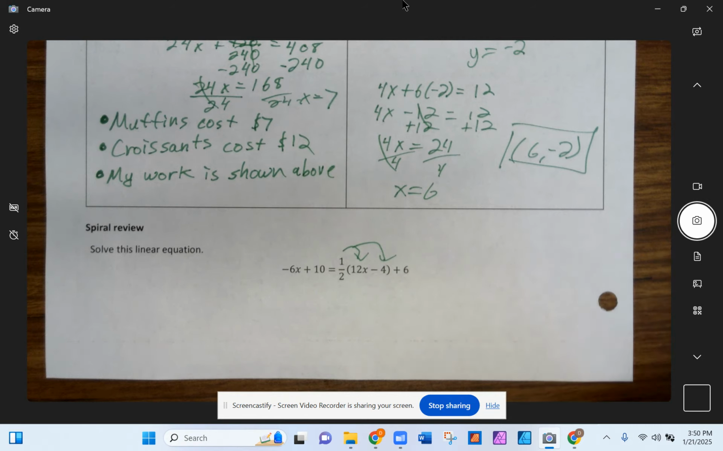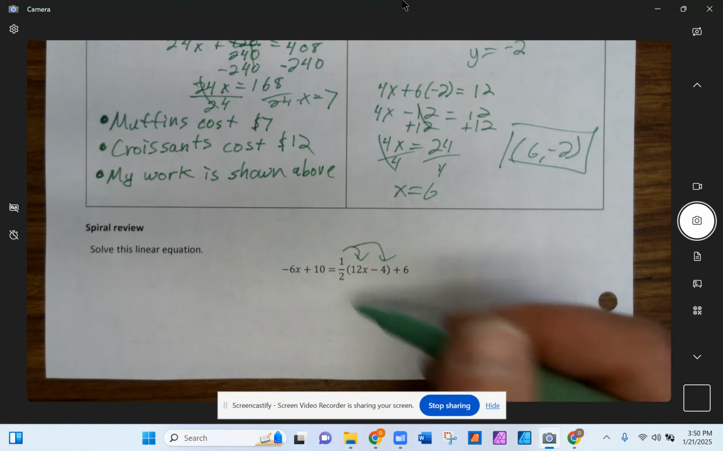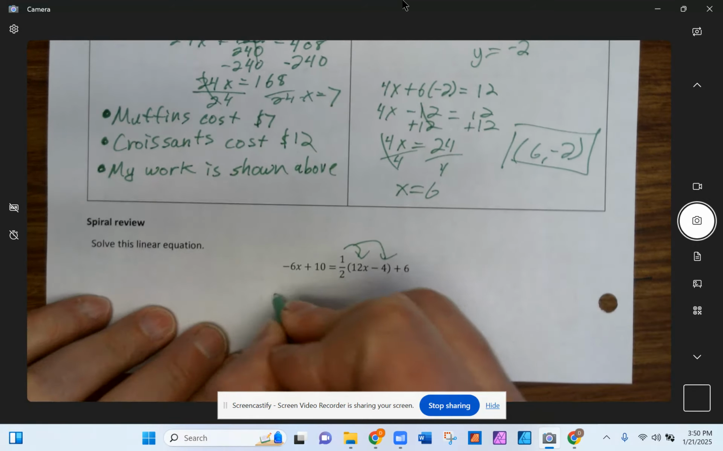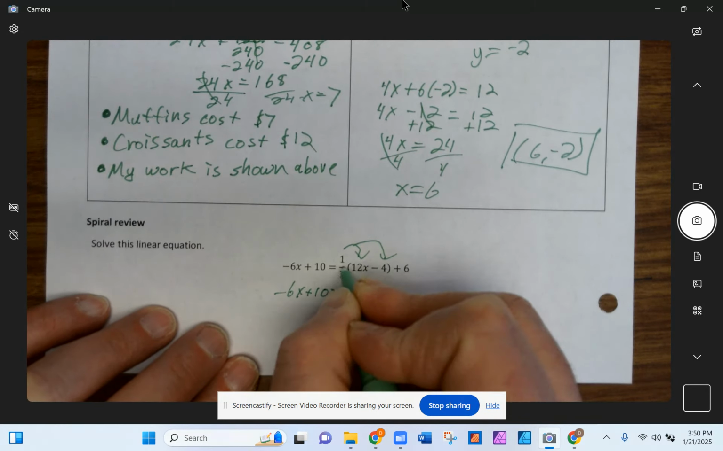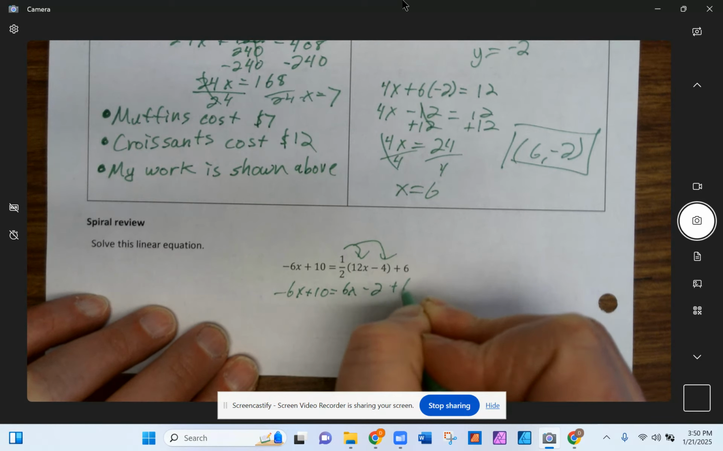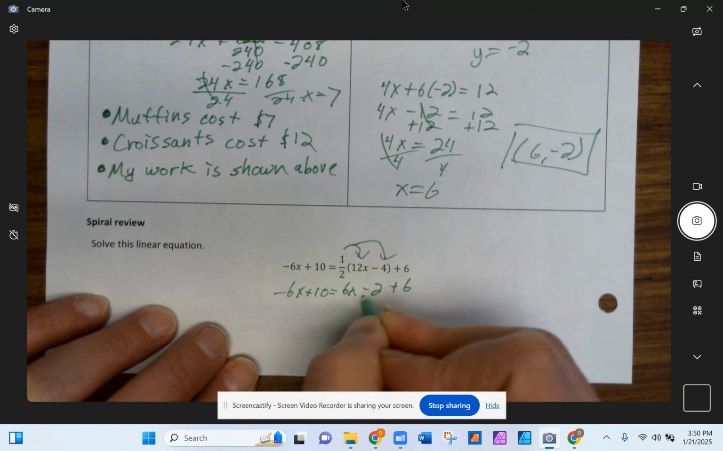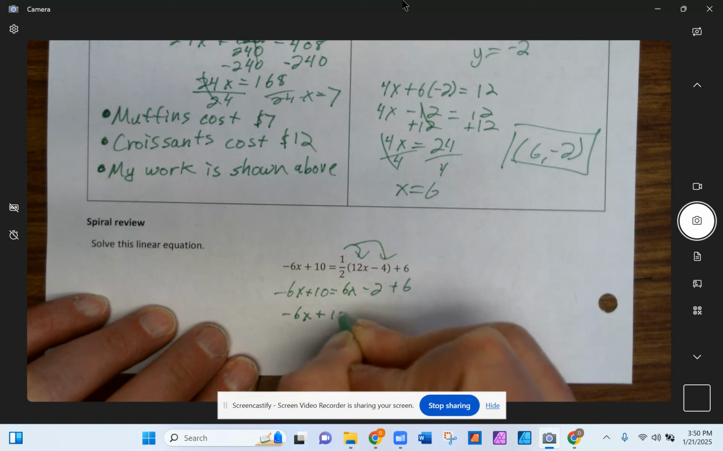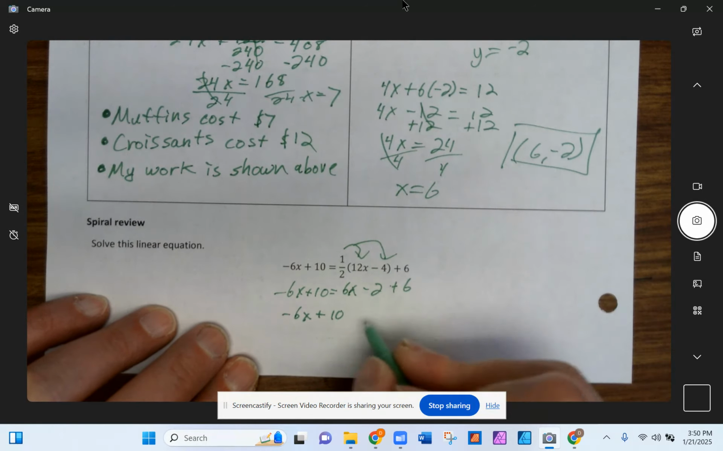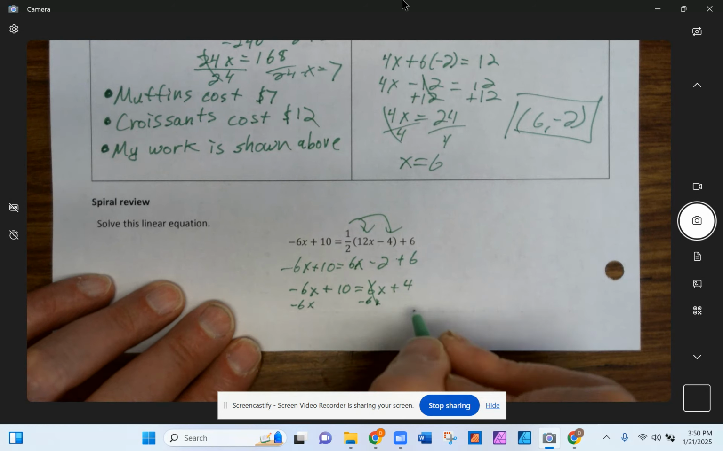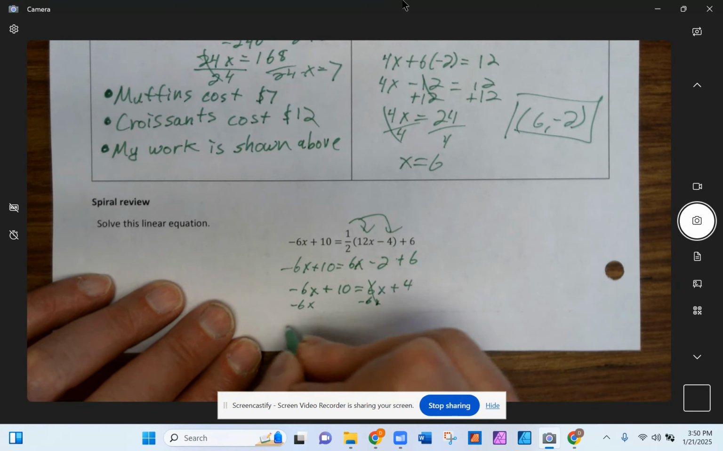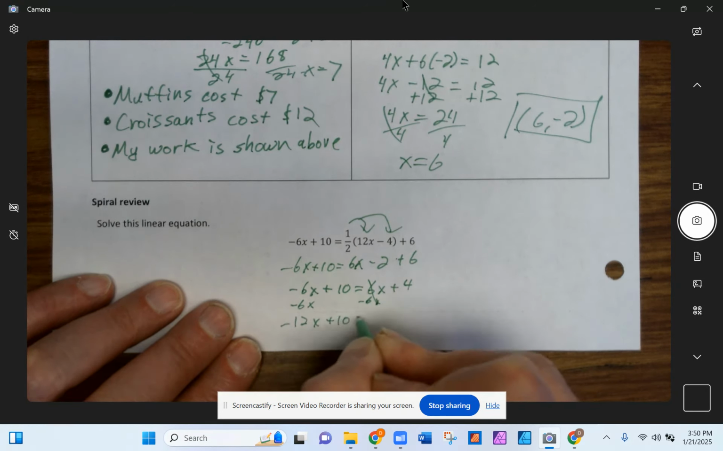Okay, here, distribute, whenever you see parentheses, right? You want to do those first thing to get rid of whatever is on the outside, if you can. So this becomes negative 6x plus 10 equals half of 12 is 6, half of 4 is negative 2. Now I'll combine these two together to get to 4. So negative 6x plus 10 equals 6x plus 4. I'm going to subtract this 6x. I'm subtracting because it's positive. Comes over here. Yep, cancels out. Negative 12x plus 10 equals 4.